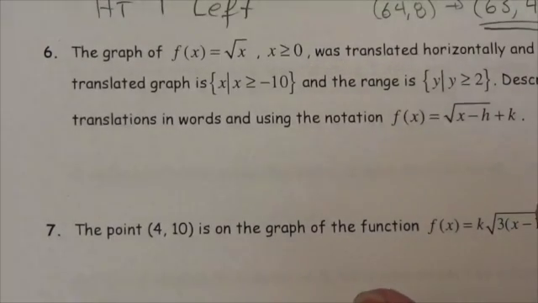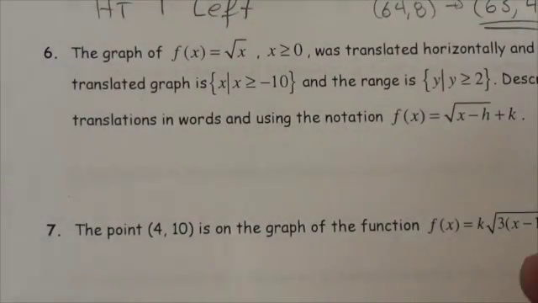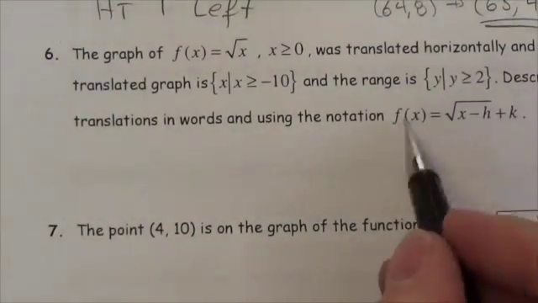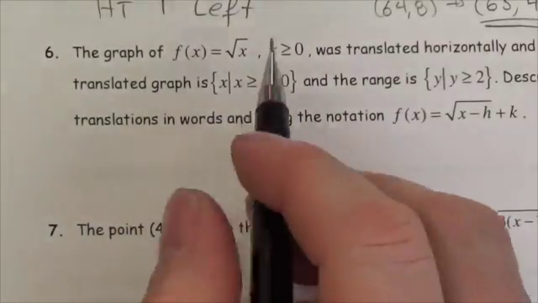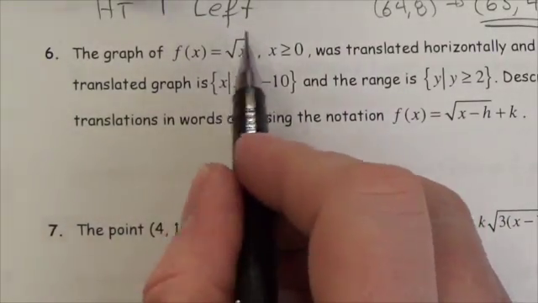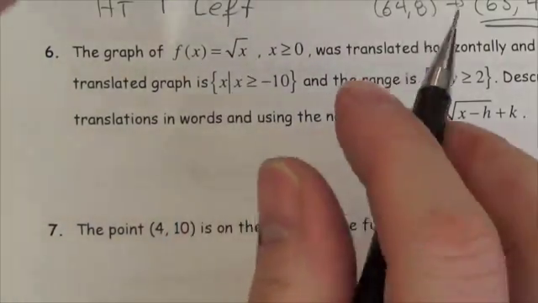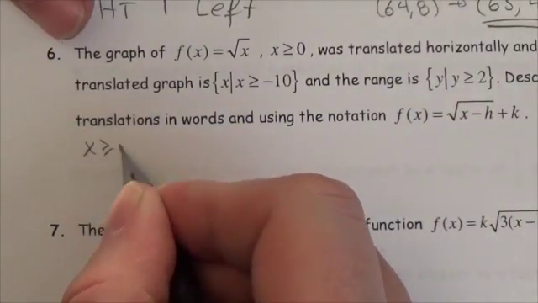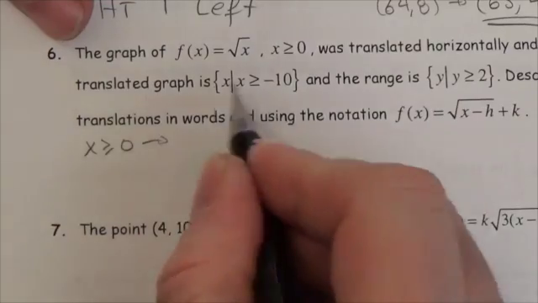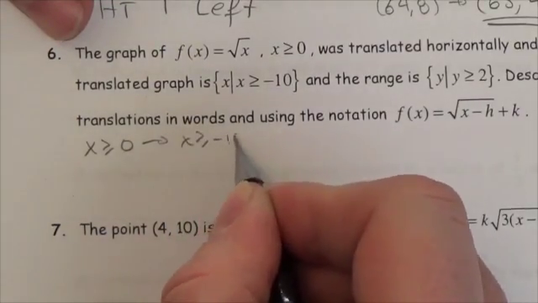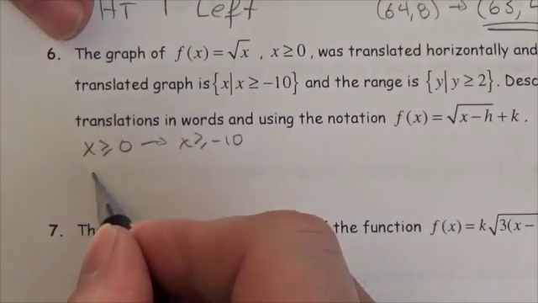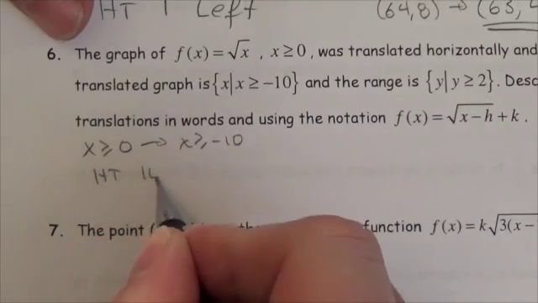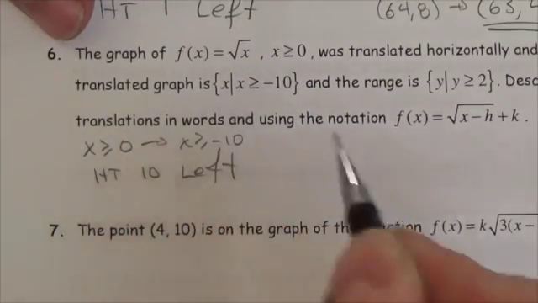Okay, now this question looks like a lot is going on, but there's actually not that much going on here. I just want to figure out what the transformations are and then write out the function. What you've got to remember is that with the starting function, root x, the domain should be x greater than or equal to 0. It became x greater than or equal to negative 10, which means this thing moved. There was a horizontal translation 10 to the left.